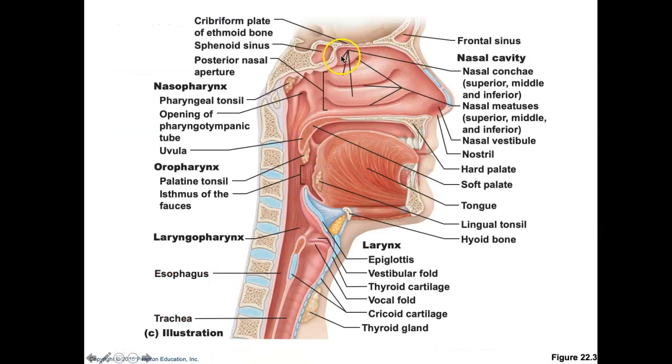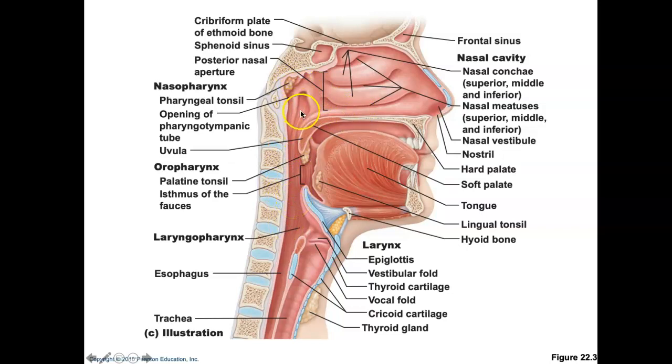So here's a great image. We can see our superior, our middle, and our inferior nasal conchae. This whole cavity is the nasal cavity, and it's lined with a mucous membrane and cilia. You can see the nostril, or the nares, N-A-R-E-S. And then we have the posterior part here, which is the pharynx.